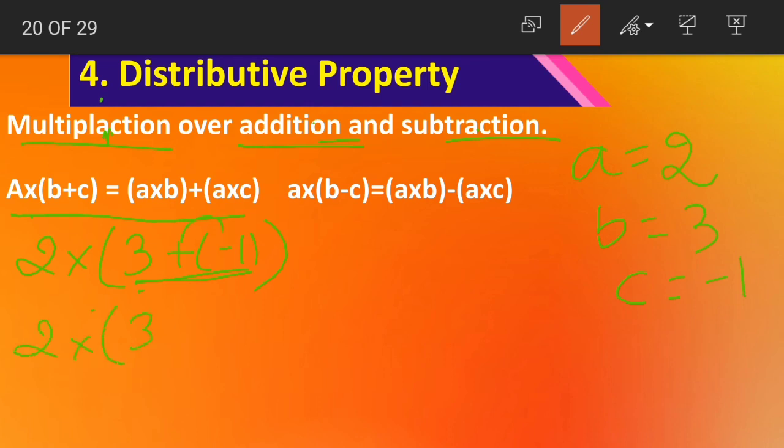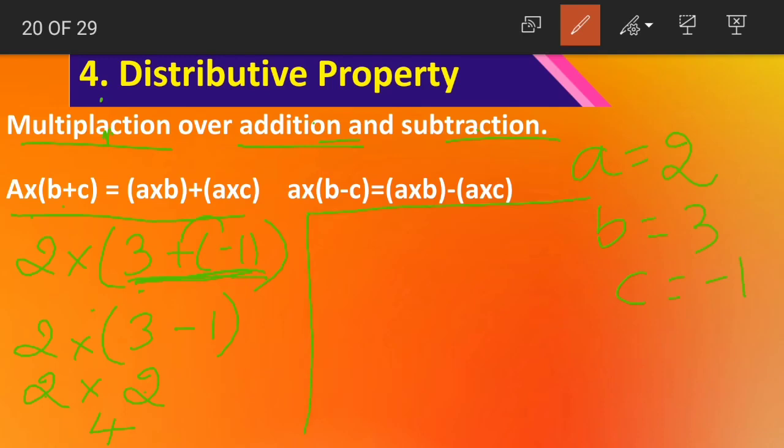Plus into minus becomes minus. Then we have 1. What is 3 minus 1? 3 minus 1 is equal to 2. 2 2s are 4. Understood? First we solved the numbers inside the brackets and then we multiplied it with the outer number. Understood class? First we added and then multiplied the result with 2, which is a here.